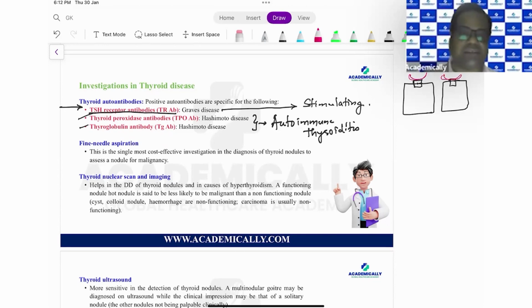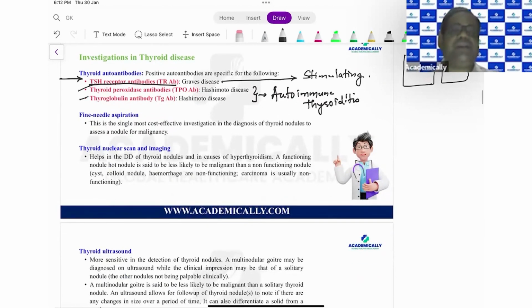It looks exactly like TSH. So as a result, the receptor feels that TSH is sitting over there and the cell secretes more and more T3, T4. Though the actual TSH is not being secreted, because of this antibody the cells get a wrong signal, and that causes more and more T3, T4 secretion, giving rise to thyrotoxicosis. This is what is called Graves' disease. FNAC, fine needle aspiration cytology, is good to detect malignancy.